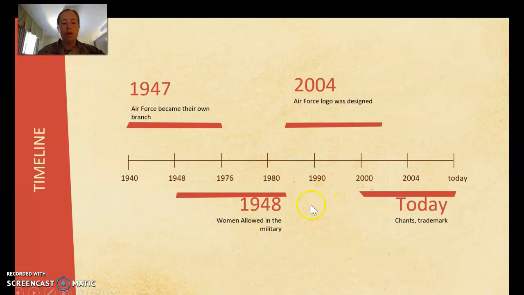And here's a very brief timeline. So the Air Force became their own branch off of the Army in 1947. In 1948, women were allowed to be in the military. It took till 2004 until the Air Force had their own logo to represent who they are. And today, it's trademarked, and it's really great to know that we have something that represents who we truly are.